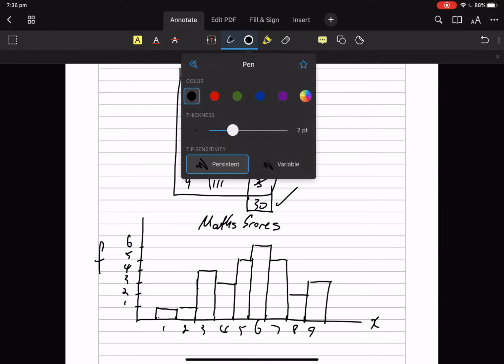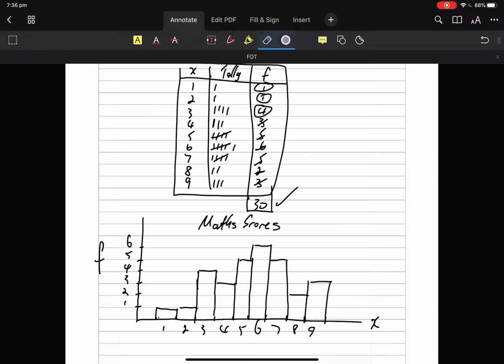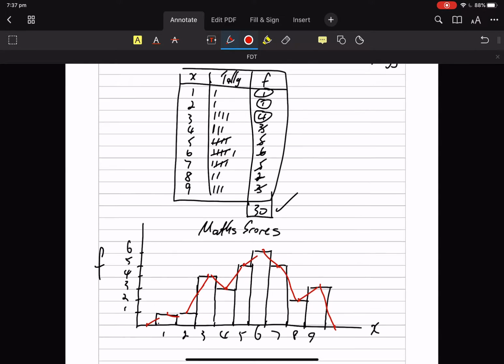With your frequency polygon, we're going to find the midpoint of all of those bins, the midpoint of the first gap and the last gap, and we're going to join them with a straight line. That's our frequency polygon.